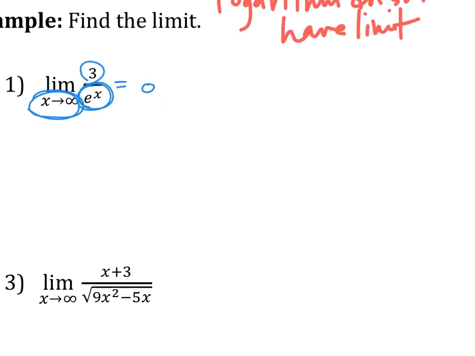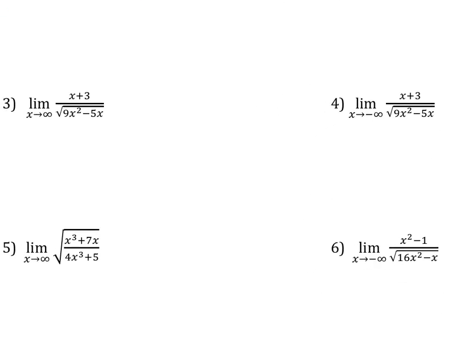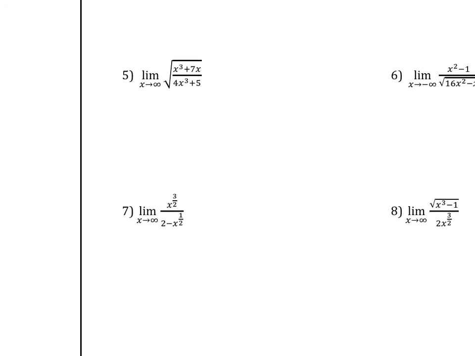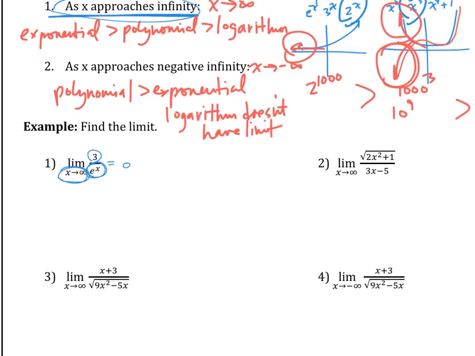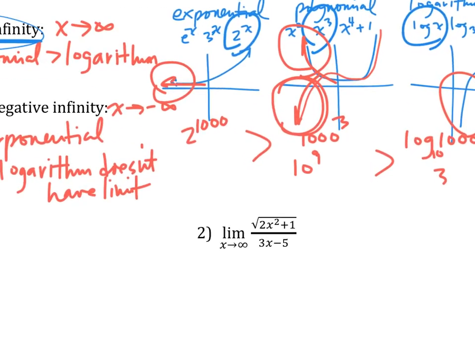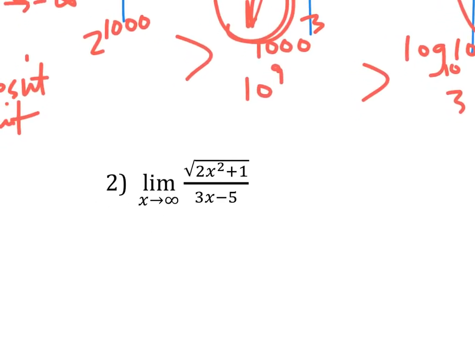All right, let's try another one. Let's try one that doesn't have a square root. They're all square root. So let me try this one then. Square root ones are a little bit trickier because of the square root nature, and I'll tell you why. Okay, so in the square root issue, let's look at this limit.